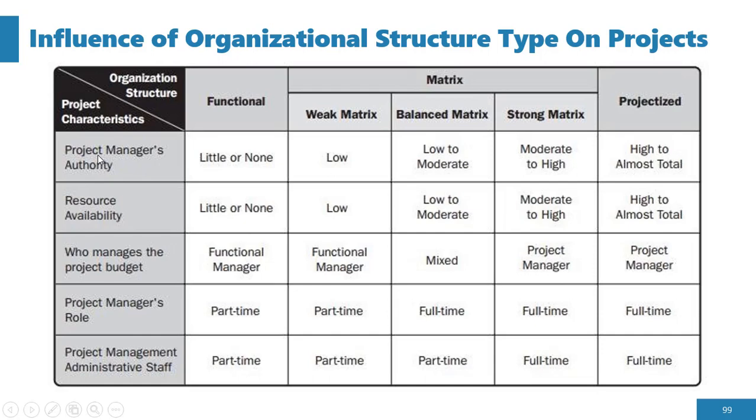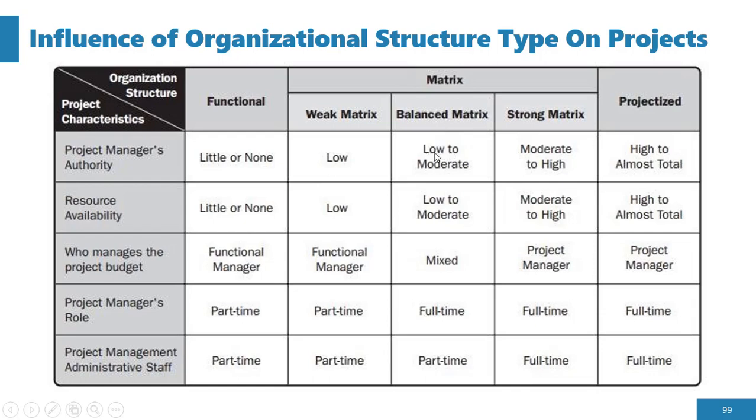Over here you have the project manager's authority. Over the functional structure, it has little or none. So the project manager has very little or no authority in a functional organizational structure. But in a weak matrix, his authority is low. In a balanced matrix, low to moderate.